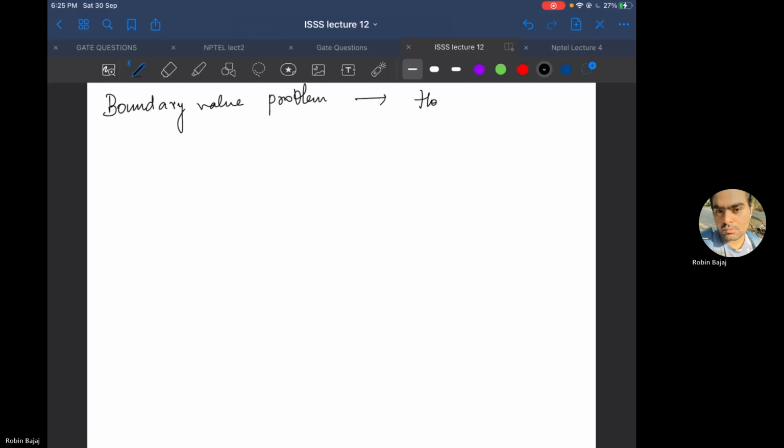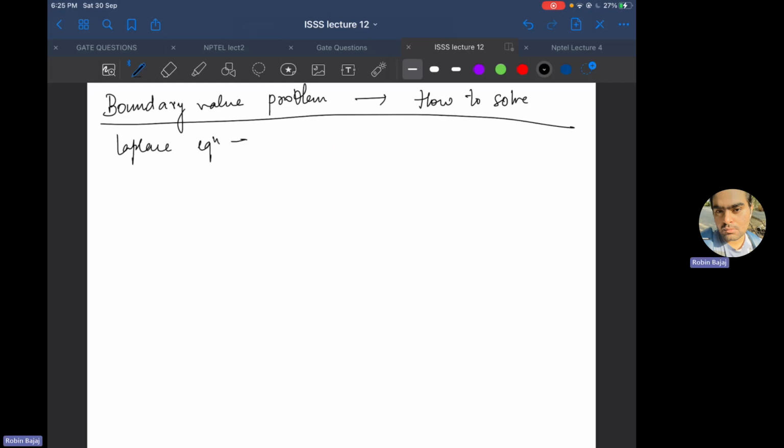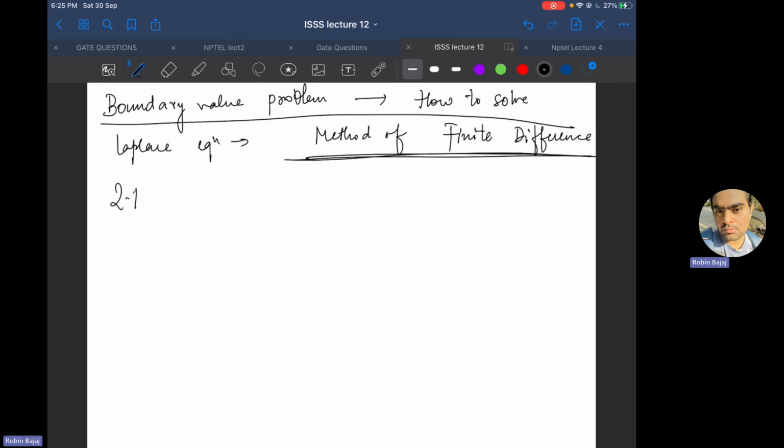How to solve it? For example, just start with the Laplace equation. Now we will describe the method of finite differences. The first thing that really comes to your mind is finite difference. Why? Because there are partial derivatives involved. If you have partial derivatives, you can write them in terms of central differences. So let's consider the 2D version.